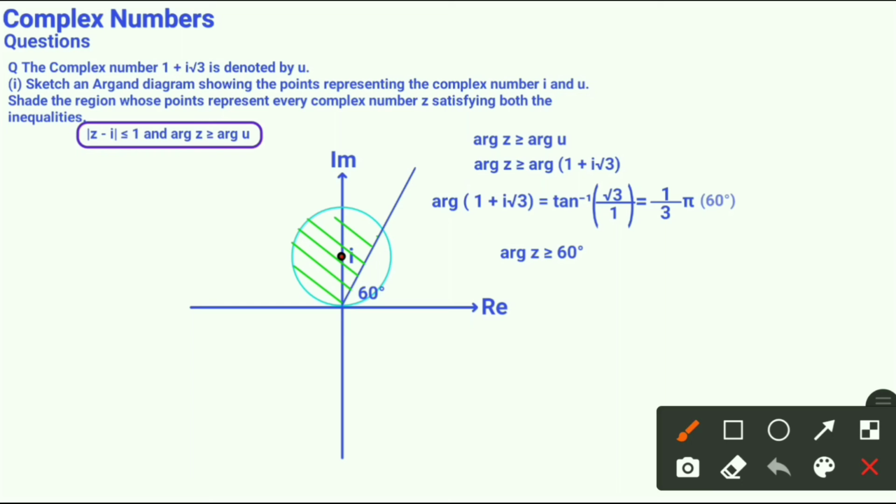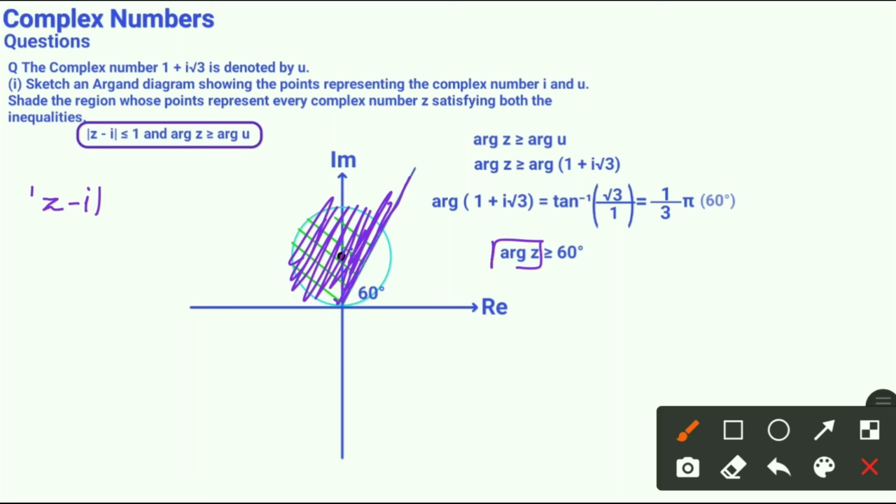In here, first it says arg z is greater than arg u. The complex number 1 + i√3 is denoted by u, and if we try to get the arg of this, we got this 60 degrees, so arg z is greater than 60 degrees. So it will be anything from here. Then |z - i| is less than 1.